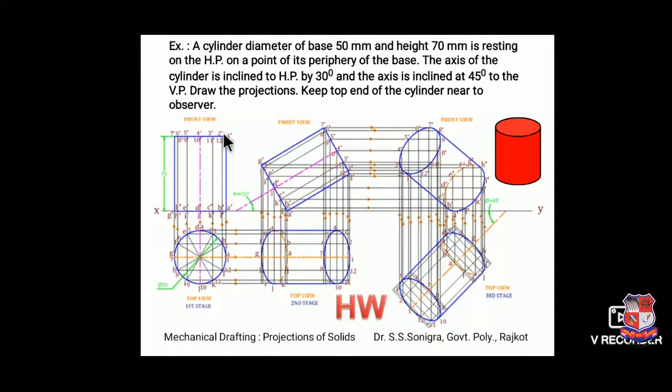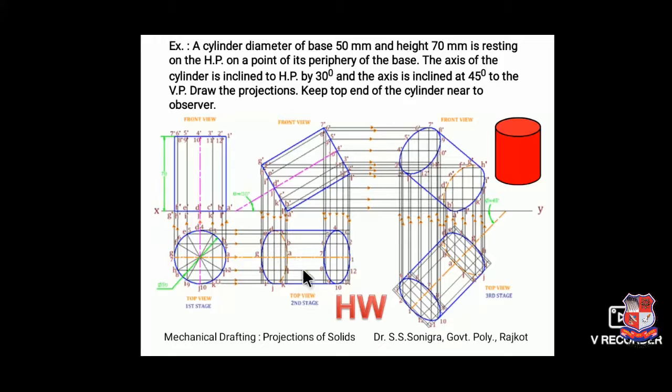Redraw all these points on this rectangle. Take projections. This ellipse will be fully visible. This ellipse will be half visible, half dotted. Then draw this top view. So 1, 2, 3 and 4 will be the steps. Then redraw this top view in such a way that this axis makes an angle of 45 degree with vertical plane, with this XY line.